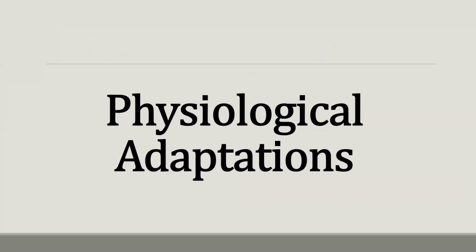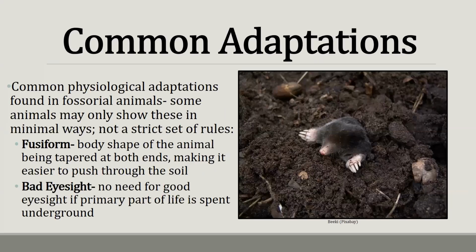All right, so just a little adaptations we're going to talk about here, and then we'll get into some animals that are fossorial. So we're going to talk about what adaptations animals have that make living underground very easy for them. Some of their common adaptations is something called a fusiform body shape. A great example of this is an earthworm. If you've ever looked at an earthworm, they're kind of pointy at both ends. They're really streamlined, they're skinny. This helps them move through the soil and push that soil away easier.